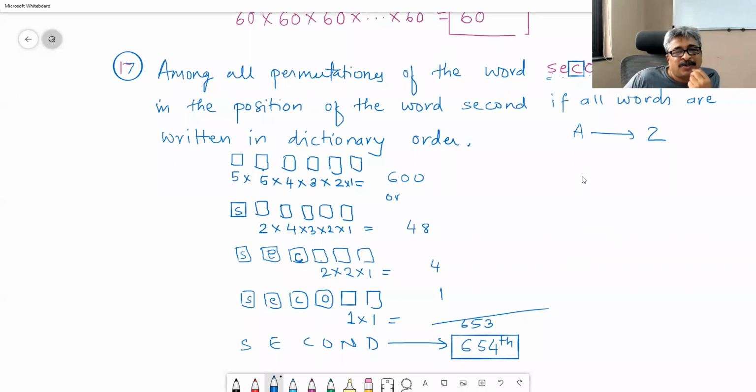Okay, next problem: what is the position of the word FIRST if all the permutations are written in dictionary order?